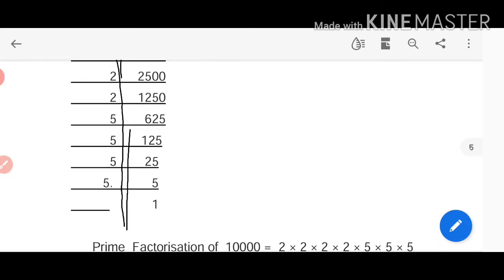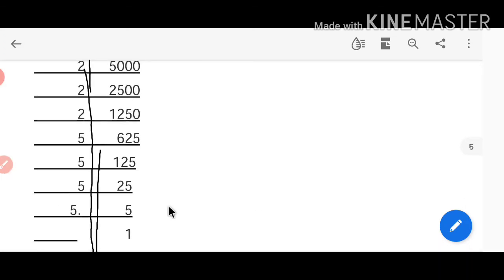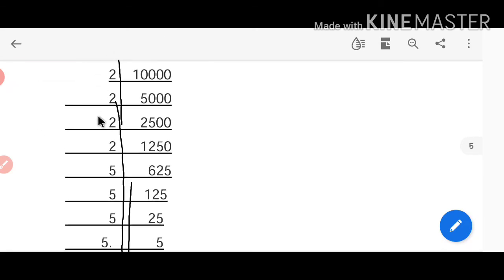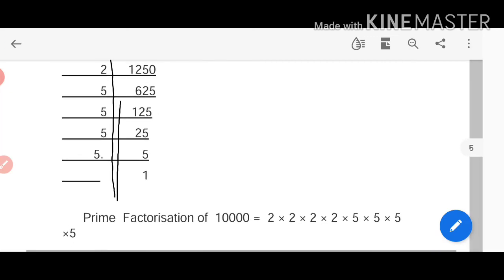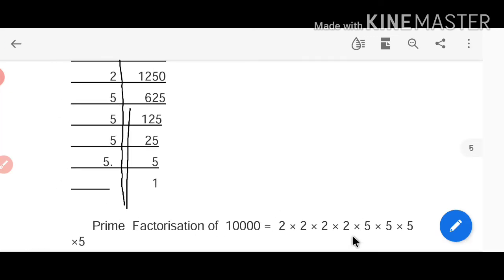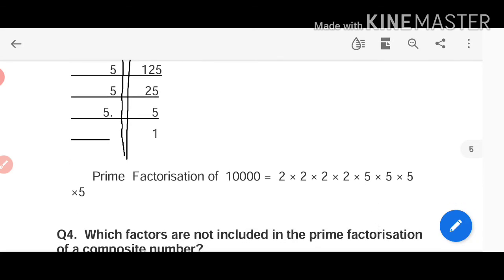So this is the prime factorization of 10,000. It will be 2 multiply 2 multiply 2 multiply 2 multiply 5 multiply 5 multiply 5 multiply 5. It means you have to write 2 four times and 5 also four times. So this is the prime factorization of 10,000.